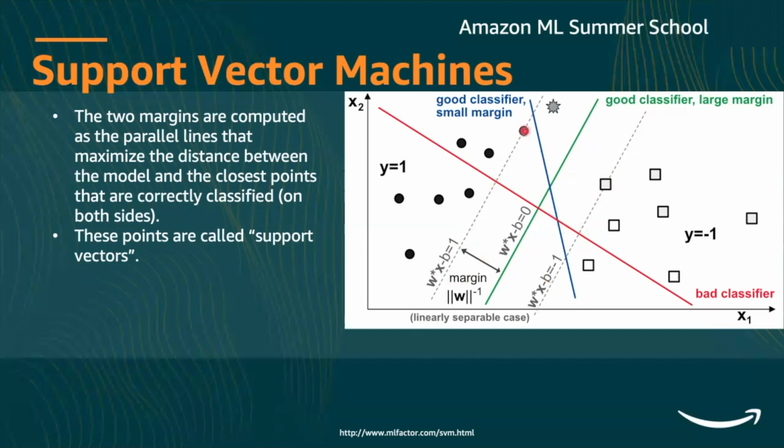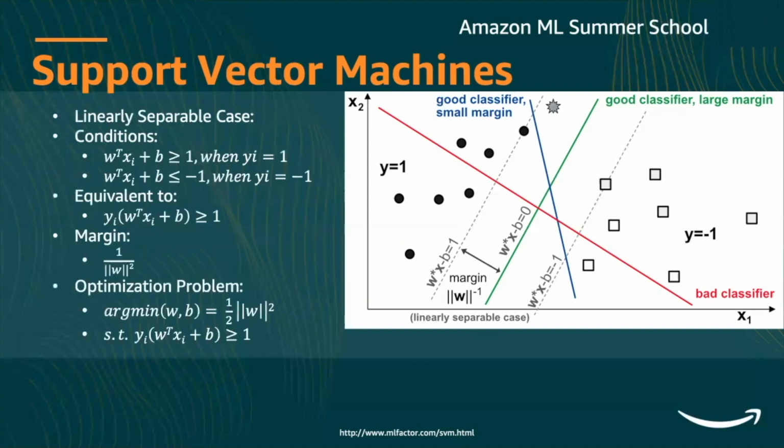These lines pass through some of the samples of class 1 and some of the samples of class 2, and these samples through which the lines pass are known as support vectors. So this answers the question of why the green line is better: the margin, or the separation between the two classes, is maximum for the green line. The core idea of the SVM is to maximize the margin under the constraint that the classifier does not make any mistake.